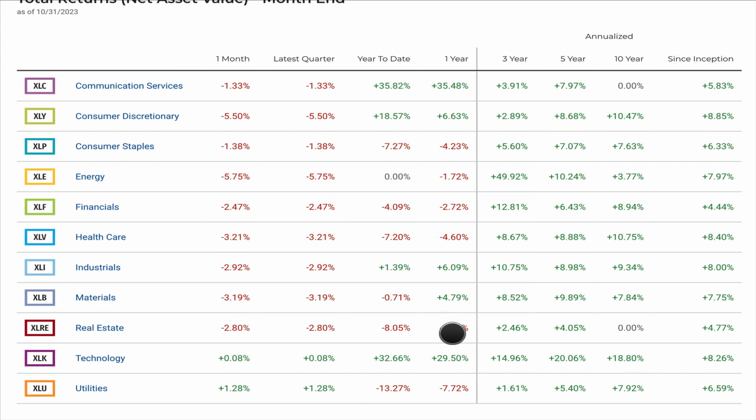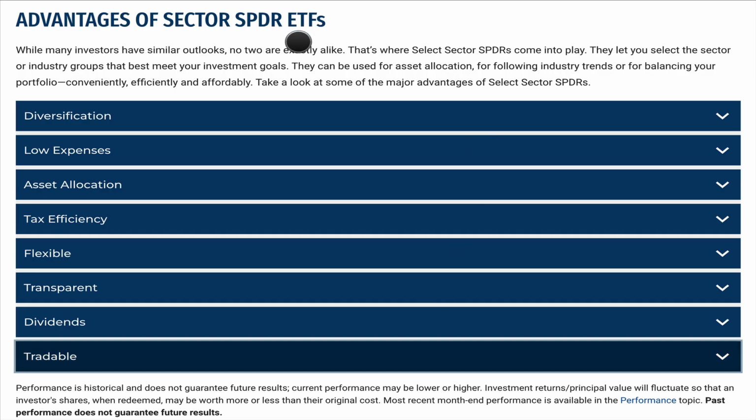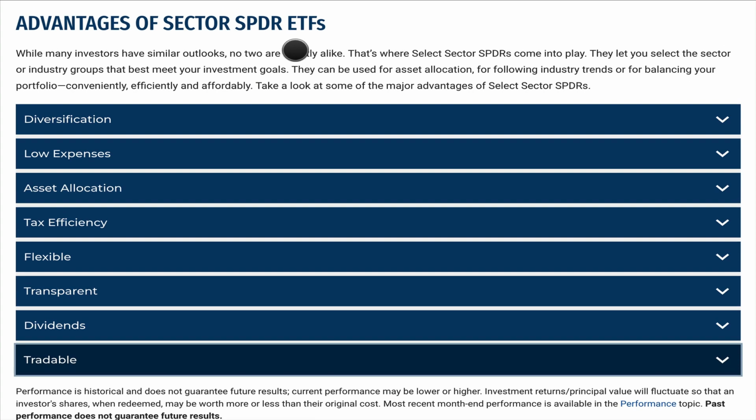Real estate this year has returned about -6%. Since inception it's only 7%. So all in all, the only sectors that are on par with the S&P 500 since inception are consumer discretionary, communication services, healthcare, and technology. But everything else has really underperformed the S&P 500. Because of these performance differences, you can use this to your advantage to invest, and this is the strategy you can use. Advantages of sector SPDR ETFs versus the S&P 500 itself.